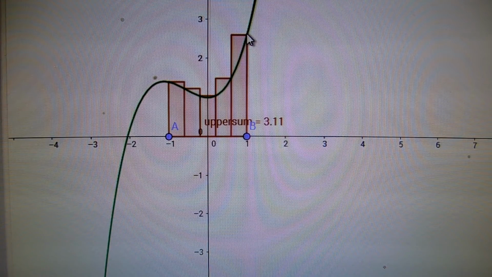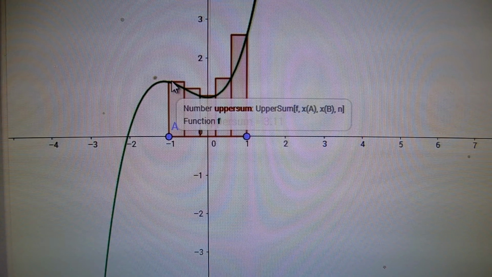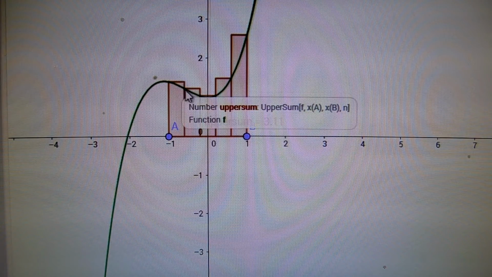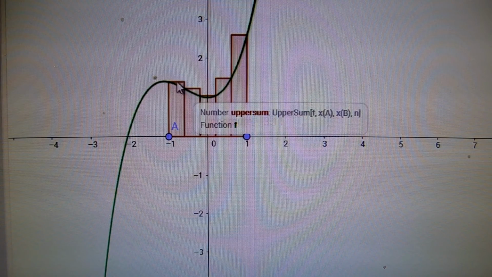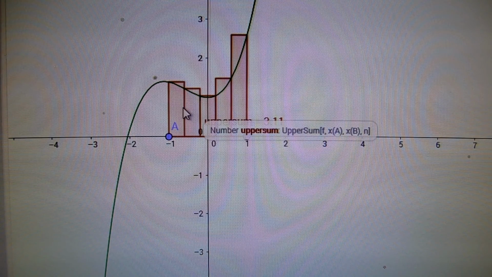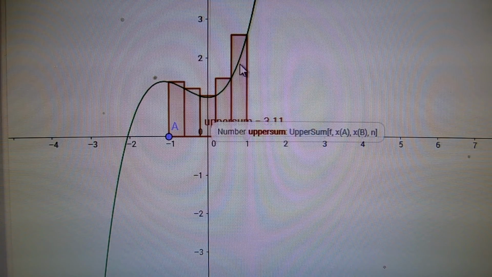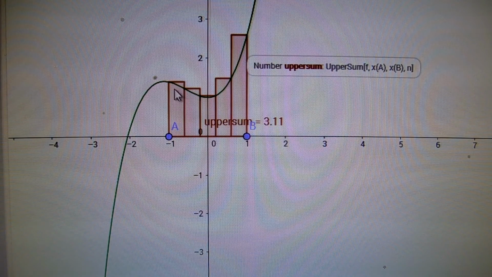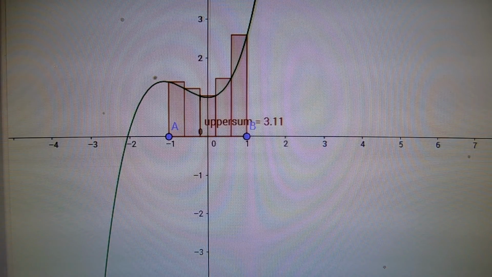Now notice, our measure of our different heights here gets a heck of a lot closer to the shape of our curve, making the areas that we're going to measure, this rectangle plus the area of this rectangle plus the area of this rectangle, so on and so forth, a lot more accurate to this area under our curve.